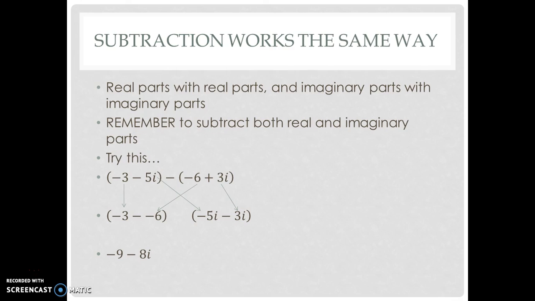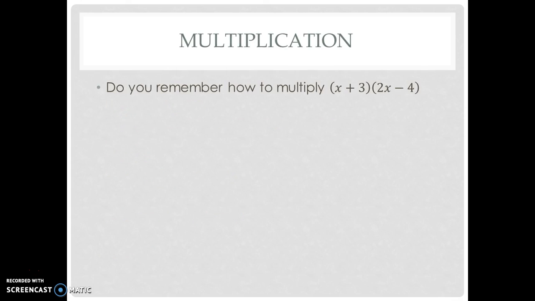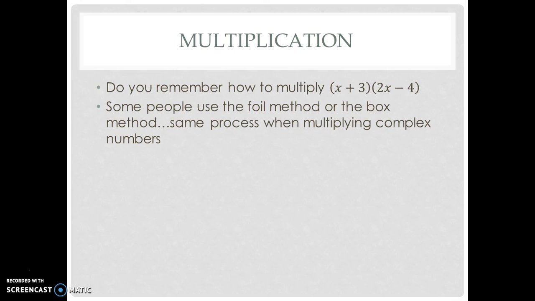And the last one is multiplication. So how would you multiply this? You're going to FOIL the same way you would FOIL if it had x's there instead of i's. Sorry, I had to pause it, so I'm going to start back over at this slide. Multiplication: do you remember how to multiply x plus 3 times 2x minus 4? It's that FOIL method, or some of you may have used the box method. It's the same way when you multiply complex numbers.